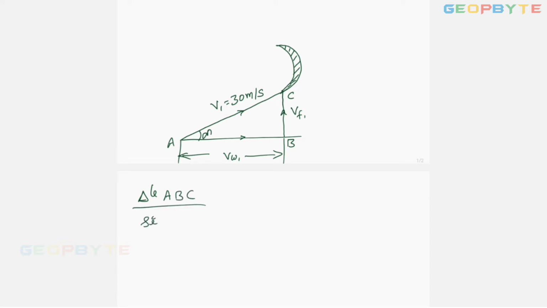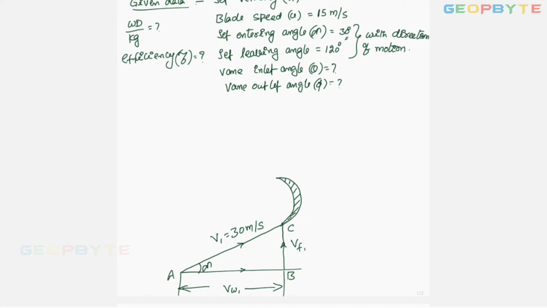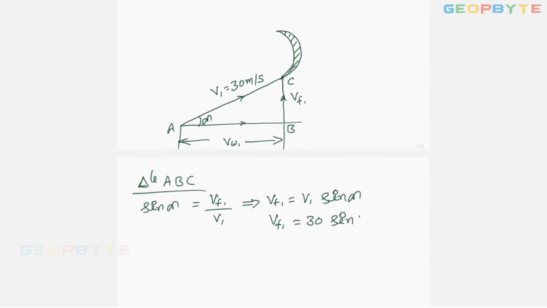For this triangle, sin alpha is equal to Vf1 by V1. From this, Vf1 equal to V1 sin alpha. V1 is given 30, alpha is given 30 degrees. Sin 30 equal to half. Simplify this value to get Vf1 equal to 15 meters per second.